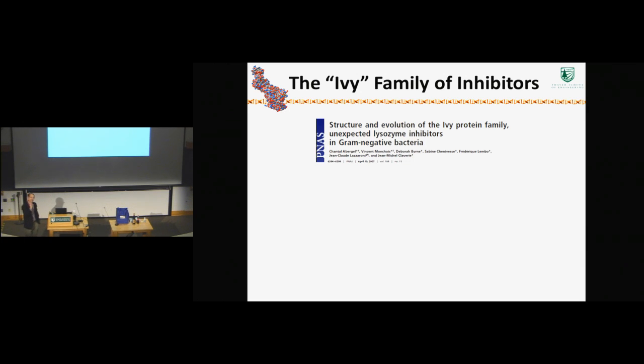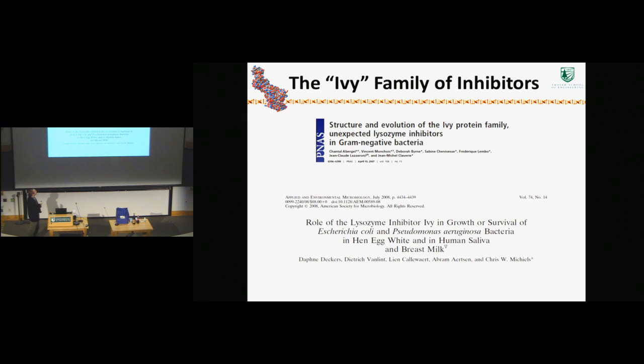So this is a class of proteins that was found in gram-negative bacteria just in the last decade or so. And a year after this publication, a collaborating group actually showed that these IV proteins helped bacteria survive in fluids that had high concentrations of lysozyme. For instance, E. coli can grow in hen egg white, in human saliva, and in human breast milk.